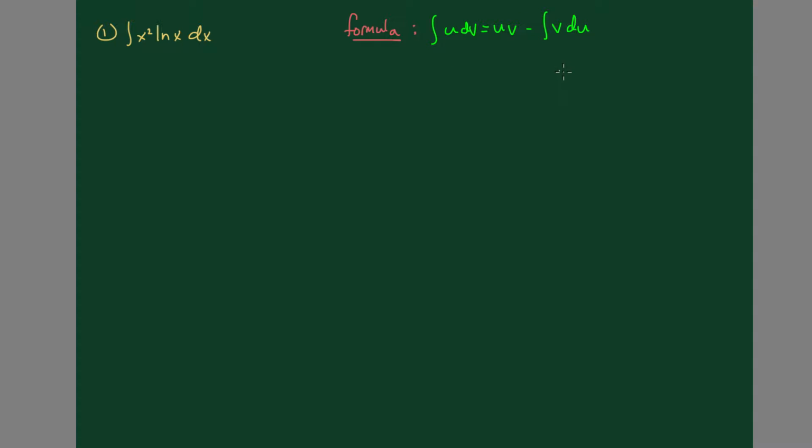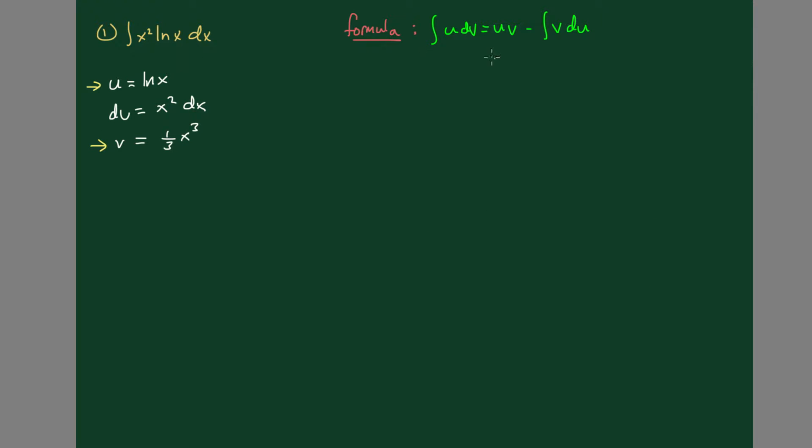So we're going to be using the first form of the formula, the integral of u dv equals uv minus the integral of v du. So what we want to do is choose our u and our v first. We can choose our u to be equal to ln of x, and we can choose our dv to be equal to x squared dx. If we choose this to be our dv, then our v is equal to the integral of x squared dx, which is just x cubed over 3. Okay, so here we have our u and we have our v.